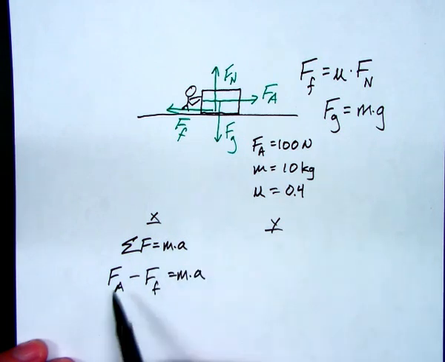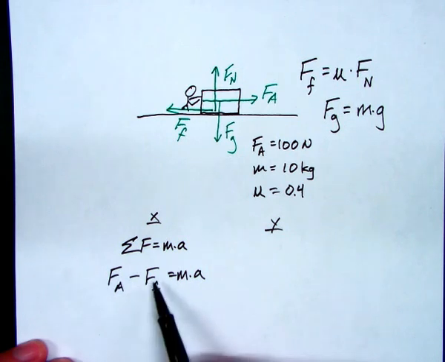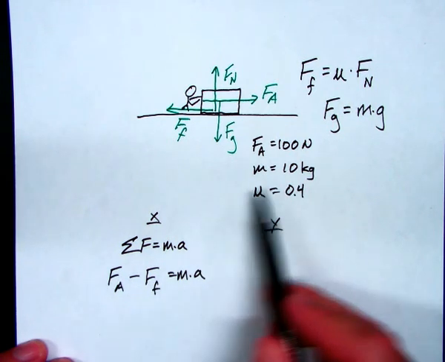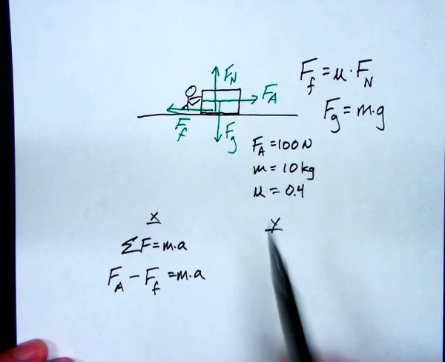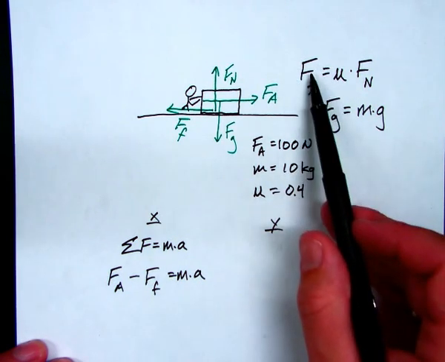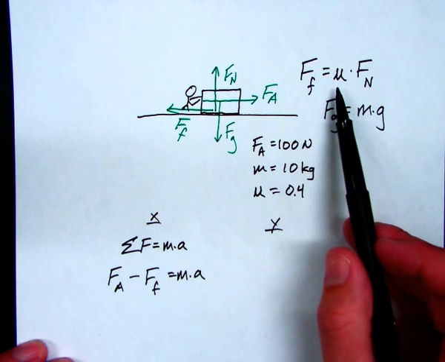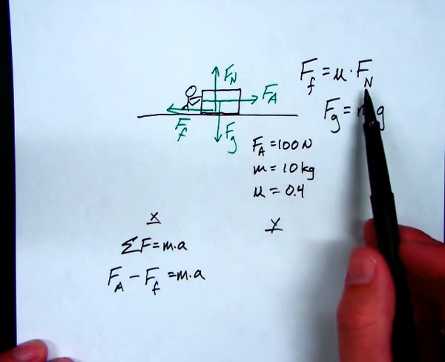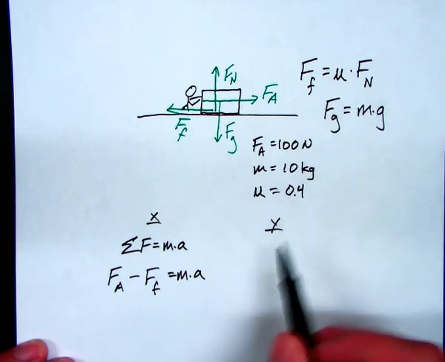Well, I know the applied force, but I don't know a frictional force. All I know is the roughness of the ground and the mass of the block. In order to find the force of friction, I need that coefficient of friction, but I also need to know the normal force. So, let's come over into the y side.